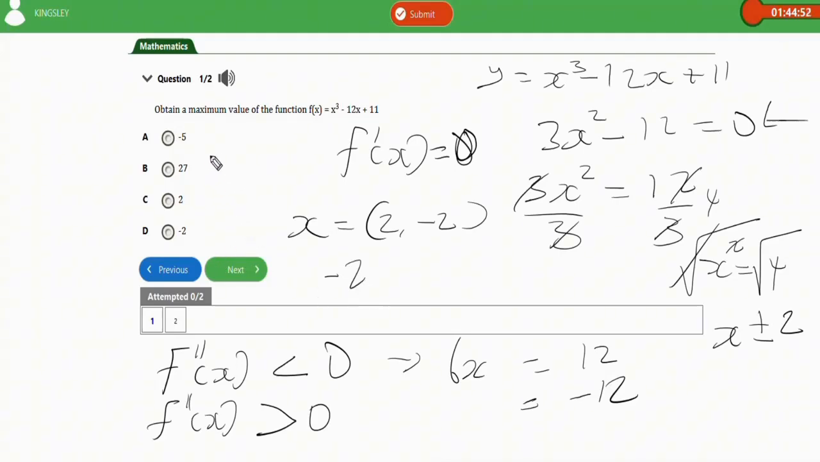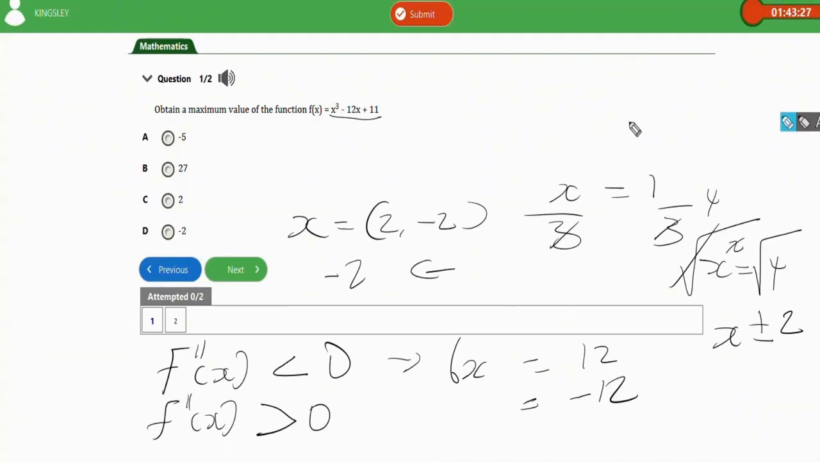Okay, now the question says obtain a maximum value of the function f of x equals x cubed minus 12x plus 11. To get your final result, now I've gotten the point of maximum, which is -2. What you now do is take this -2, that is the point of maximum, and substitute it in the original function to get the final result.